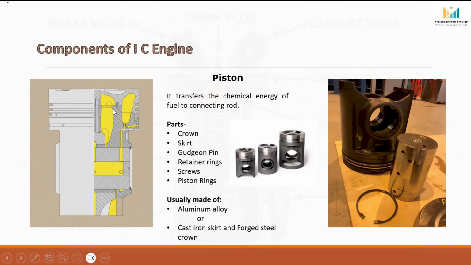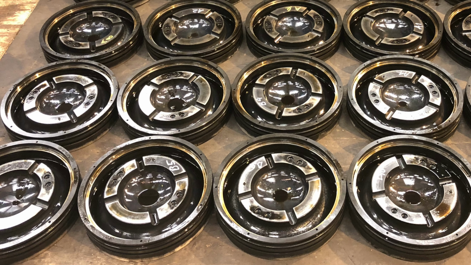Now let us understand the different parts of the piston. At the top, we have the piston crown here. The piston crown is the upper part of the piston and it is directly exposed to the combustion process.